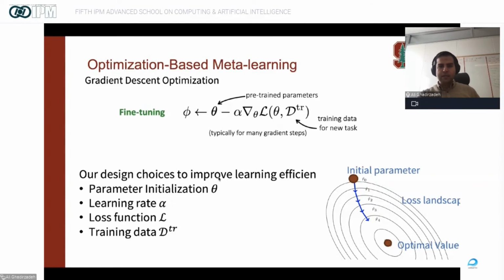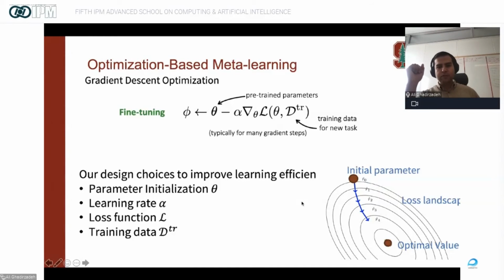So let's say that these are the pre-trained parameters denoted by theta. Then alpha is your learning rate. This is the gradient of your loss function with respect to theta. And these are some training data for a new task. And basically, you can do fine-tuning to find the new parameters, let's call them phi, that would be suitable for a new task with the data DTR here.